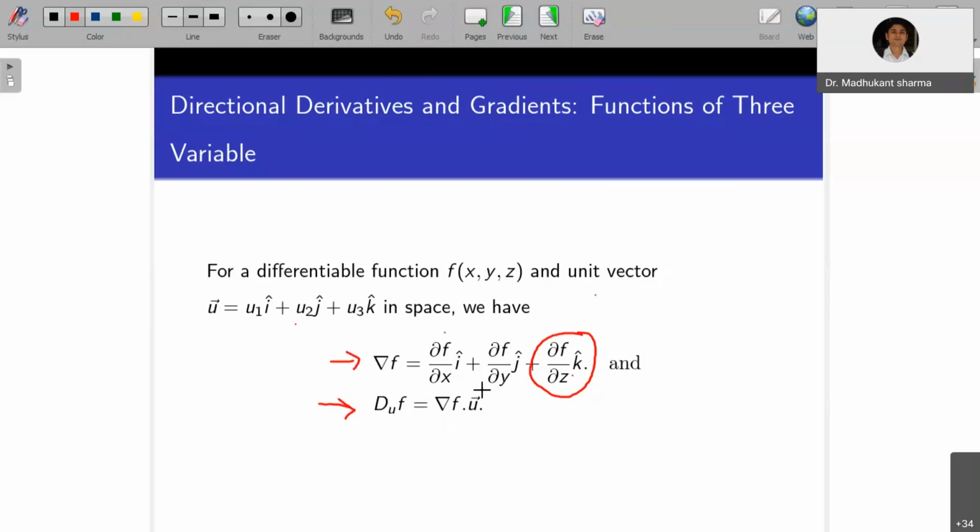If you are still with that limiting definition, you have one more argument: f of x naught plus s u1, y naught plus s u2, z naught plus s u3, minus f of x naught, y naught, z naught, divided by s, and limit s tends to 0. But here now life is easy because you only have to identify grad f at the point p naught and take the dot product with u. Similarly, you can extend now to 4 variables, 5 variables, and so on.